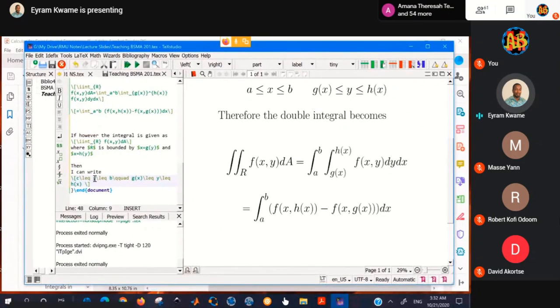Then we rather fix the values of y up to d. So I take it from c to d. And then when you integrate, x will be bounded between the functions g of y and h of y. So you have something that looks like this.